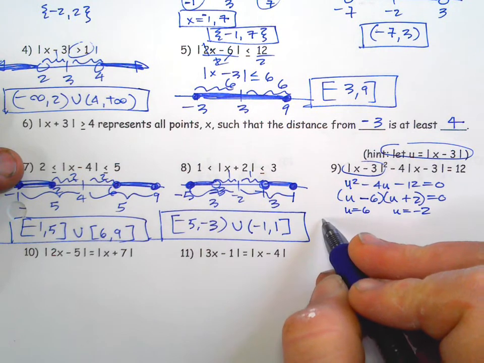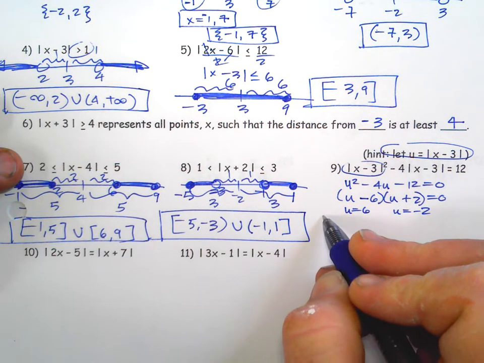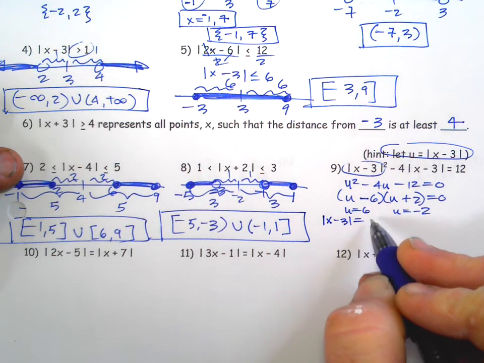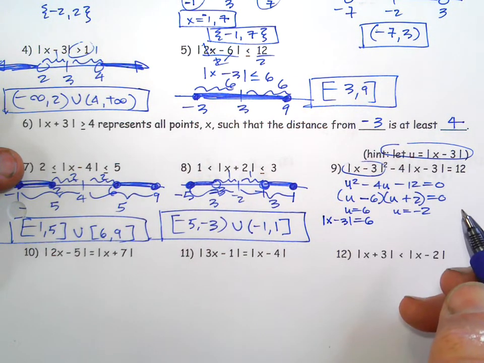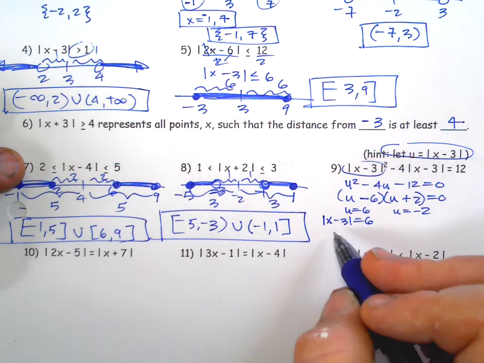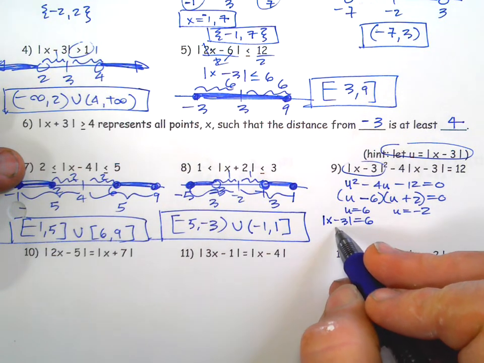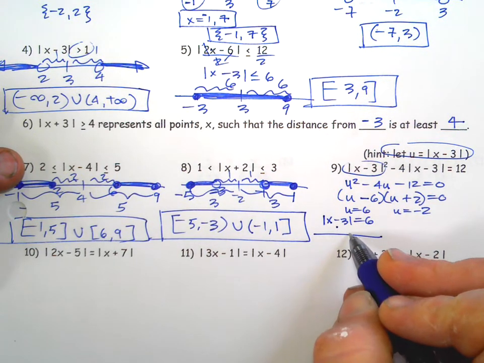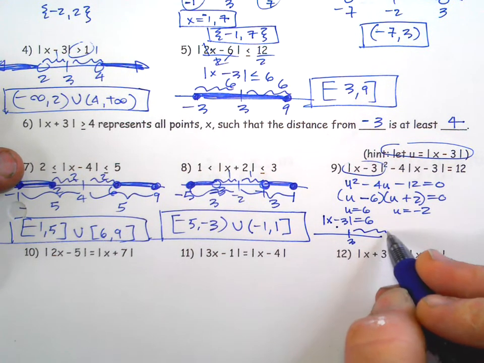So then we'll go back and say, okay, well, the absolute value of x minus 3 equals 6, right? And then we'll solve it. So we'd say, okay, well, you could do the little number line thing here. Say, okay, well, here's 3. We're going to go 6 away.